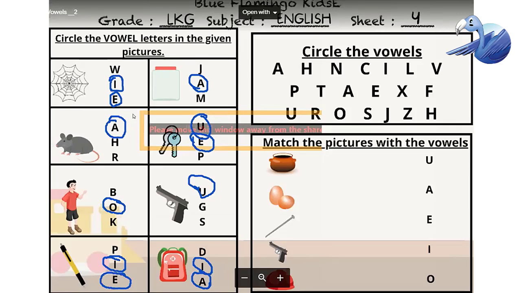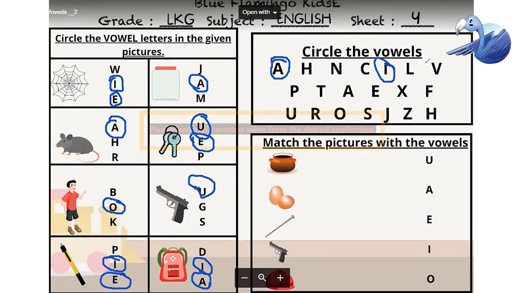So in the next part, students, we have to circle the vowel letters. Okay. Now here is A, so we have to circle A. H. H is a vowel letter? No, so we don't have to circle H. N? No, N is also not vowel letter. C? No. I? Yes, I is a vowel letter, so we have to circle I. L? No, L is not a vowel letter.